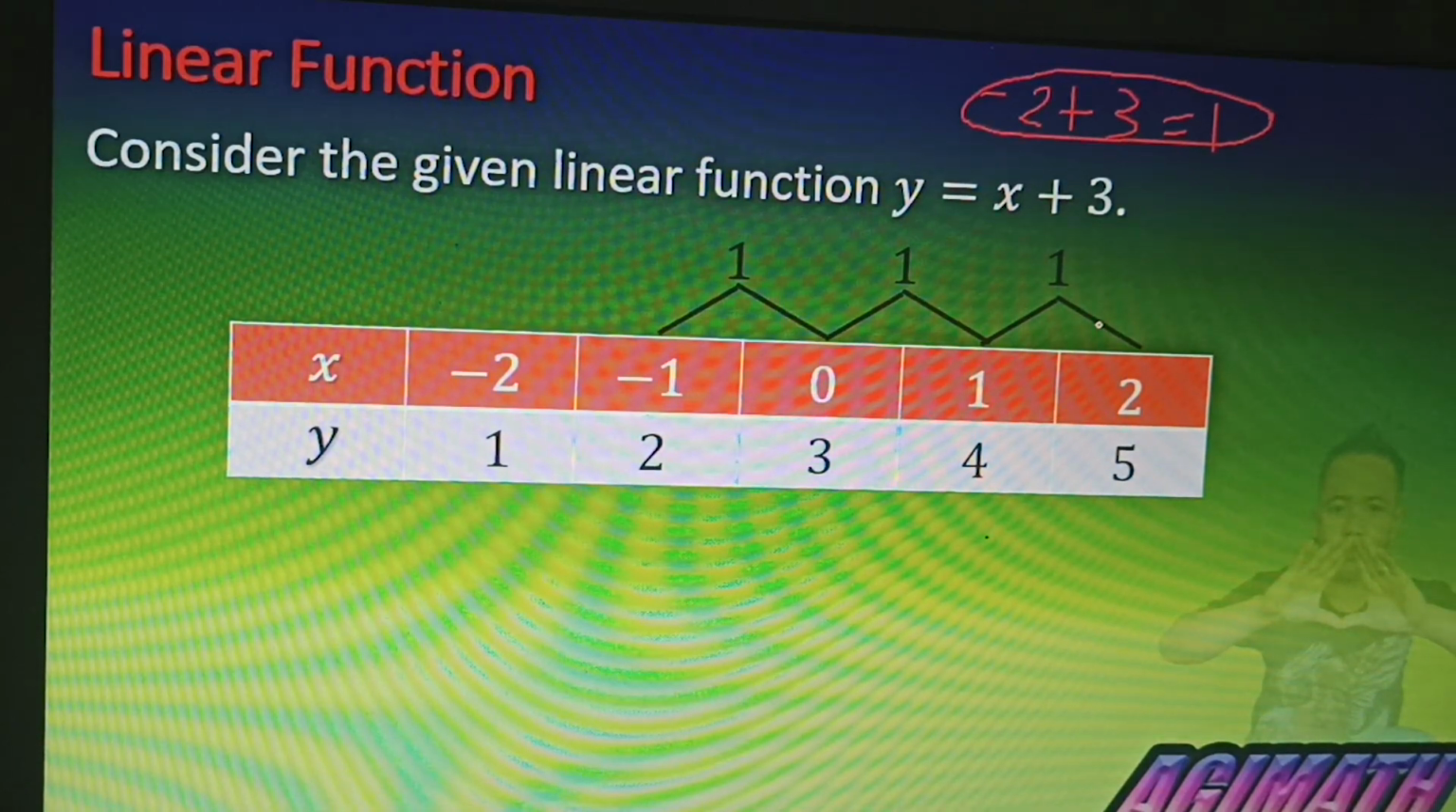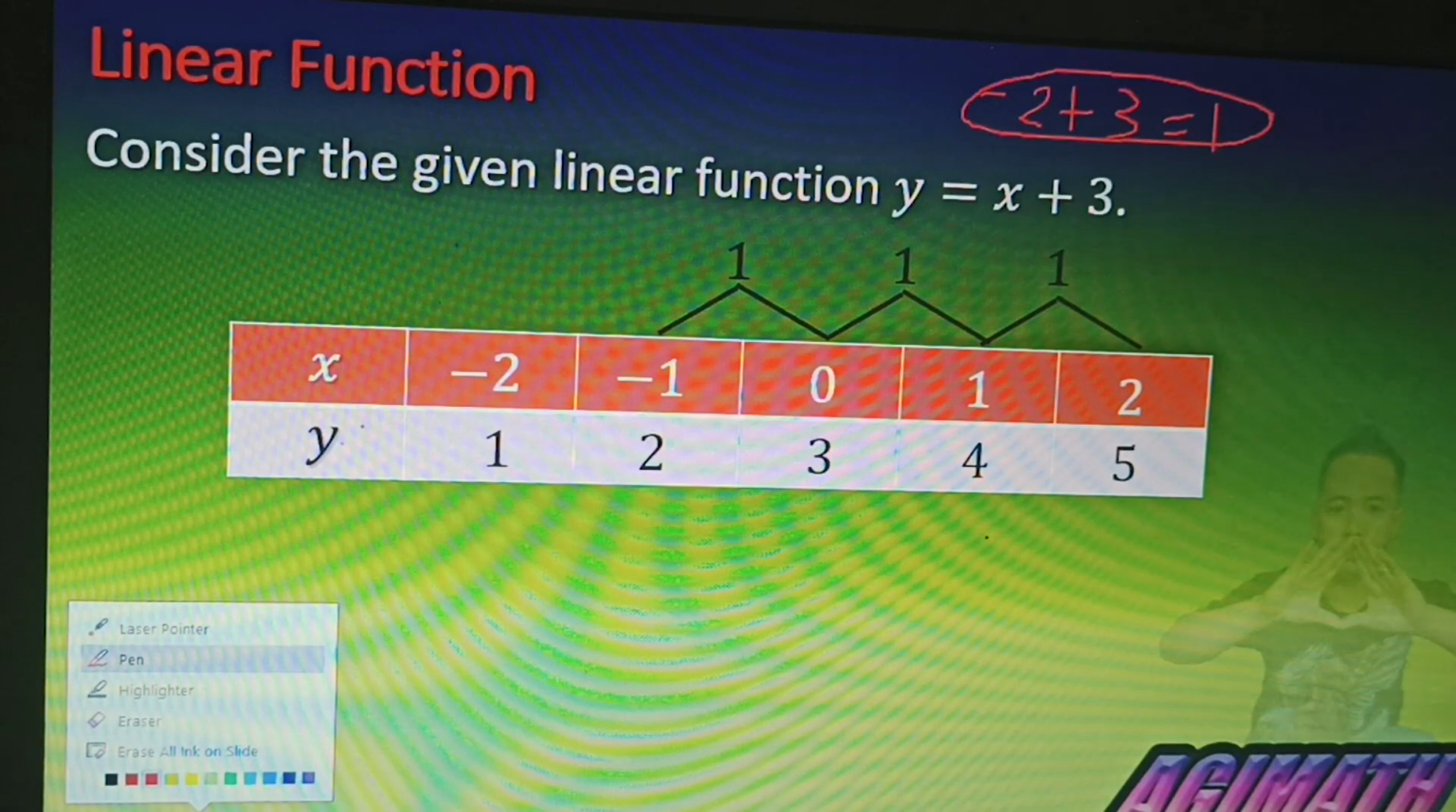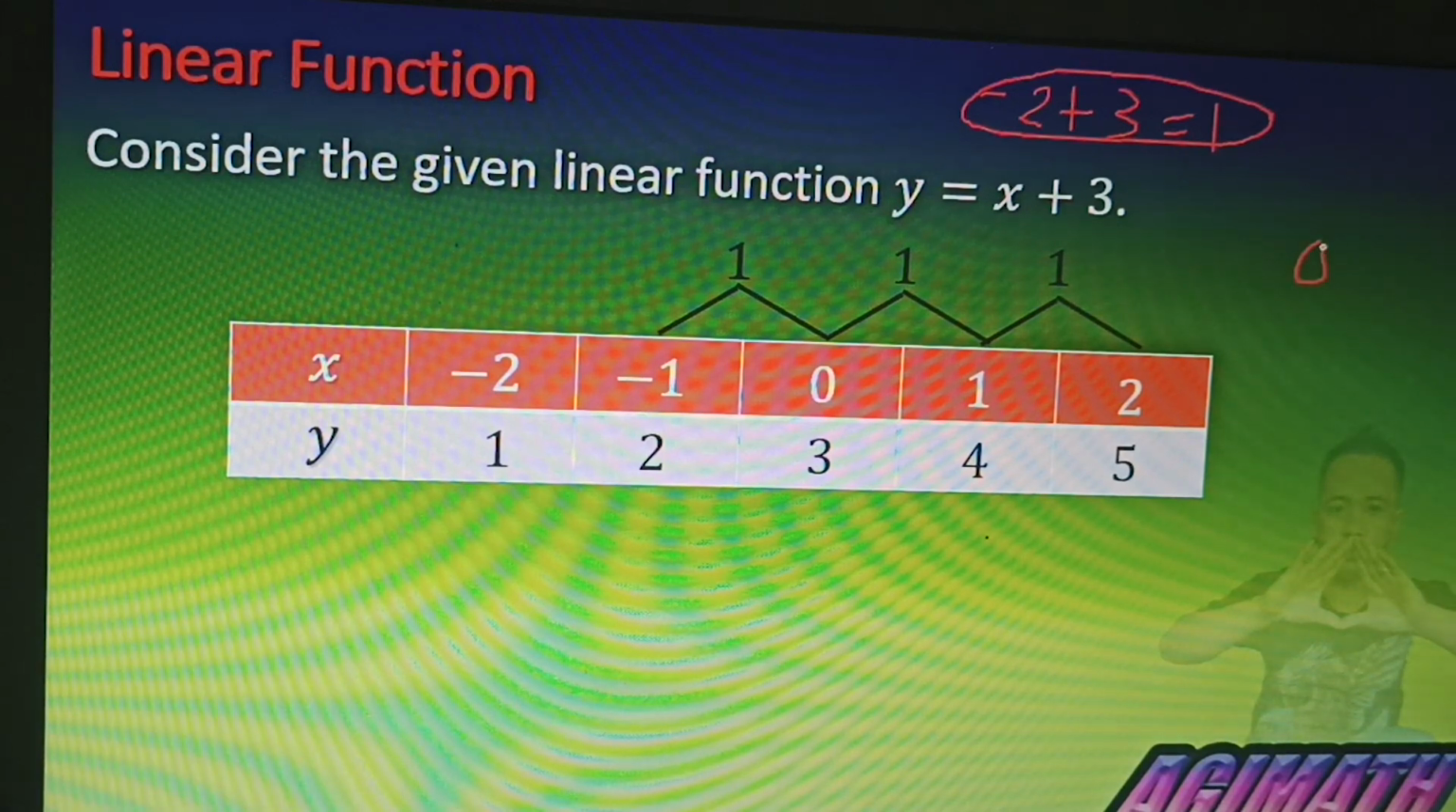You should be careful on this because one of the most common mistakes I encountered, the students always commit mistakes when it comes to integers. So for this one, we have 0 minus negative 1. So 0 minus negative 1.